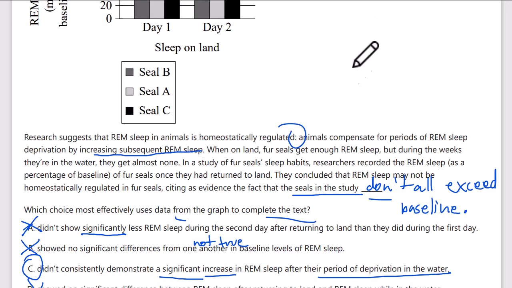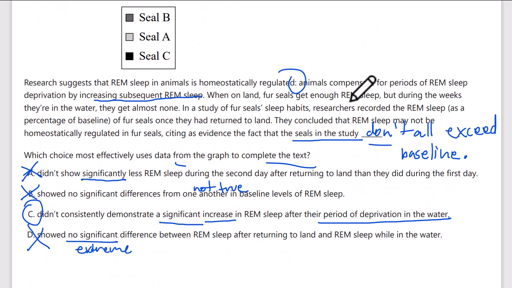So the only possible option here is going to be C, but I don't really like it because it says consistently demonstrate a significant increase in REM sleep. They should be referring to a significant percentage higher than baseline sleep, because they also say in the water they get almost none. So anything from 0 to baseline or 150% of baseline, or even if it were 60% of baseline, none of them are that low. Those would all be significant increases in REM sleep relative to almost none. So I don't like the wording of this.